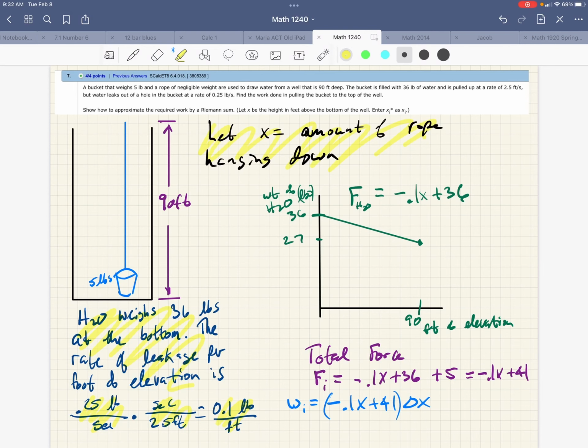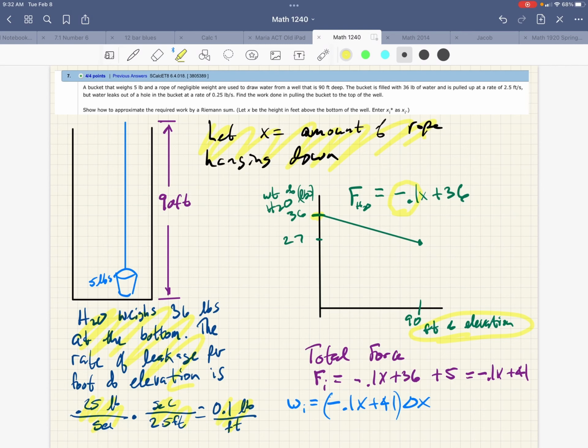Now, looking at a graph of that leakage, we start at time 0 or at feet 0, if feet is our x-axis. So before we ever start pulling it up, there is a weight of 36, but it leaks at a rate of 0.1 pounds per foot, which means that the amount of force pushing down is going to decrease. So this is the slope. It's a constant rate. So the slope of this line then is negative 0.1.